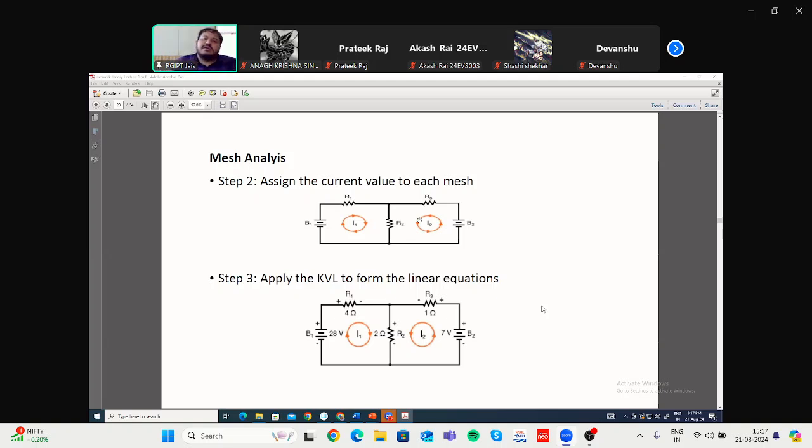Now, in each and every mesh, we have to apply KVL. KVL, you know, is the conservation of energy, and you have to move in the clockwise direction and see which sign you encounter first, and in that way write the equation. So first, let us start with mesh 1.